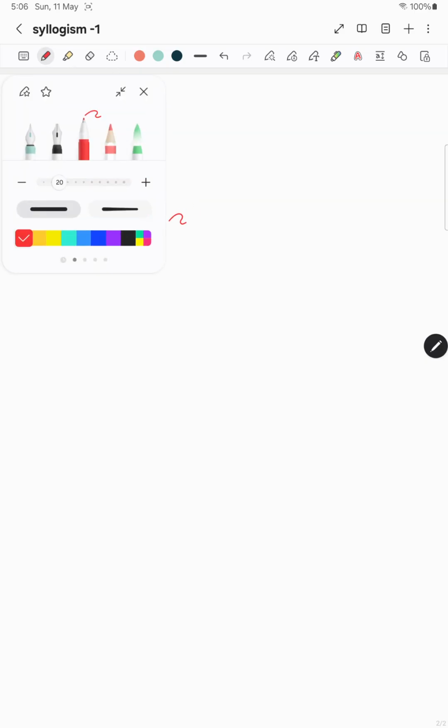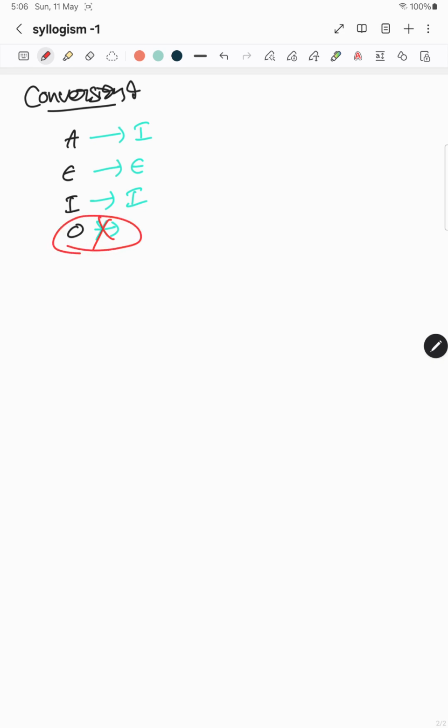So next, the next concept will be conversion. It is a very simple concept. We know the different kinds of categorical syllogisms, that is A, E, I, and O, right? A kind of statements can be converted into I kind of statements, E kind of statements can be converted into E kind of statements alone, and I kind of statements can be converted into I kind of statements alone, and O kind of statements cannot be converted into any form. So O has no conversion.